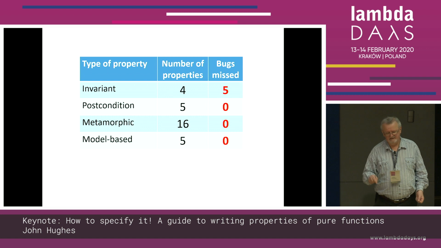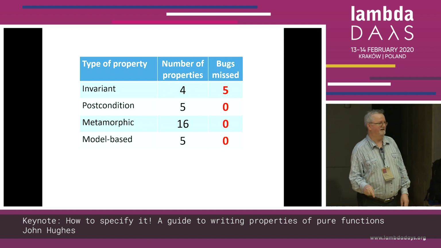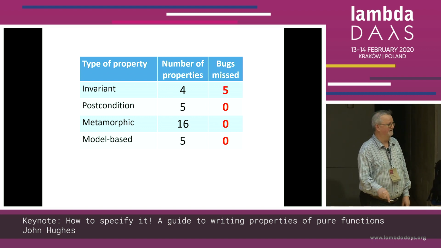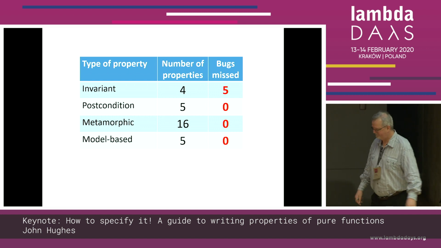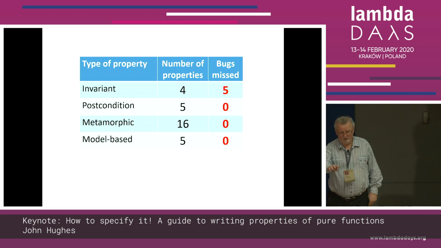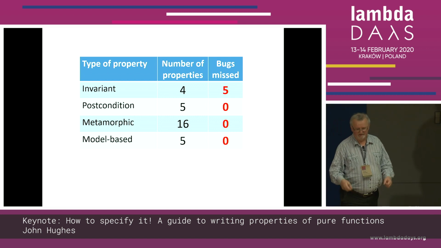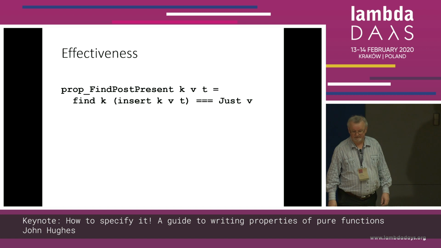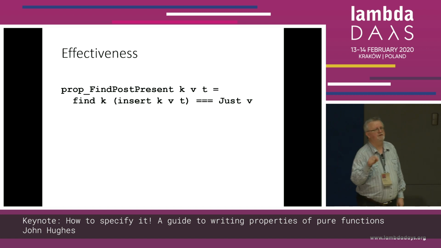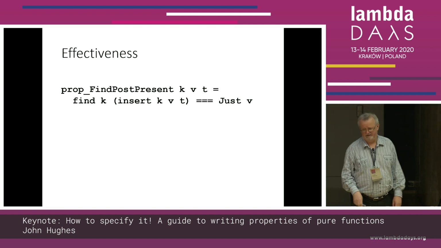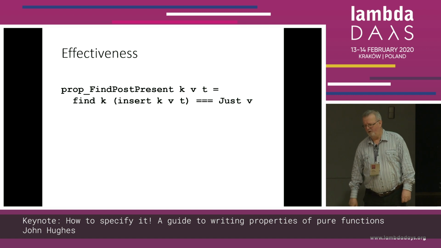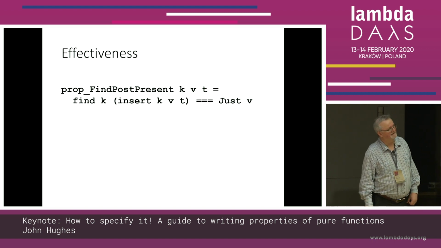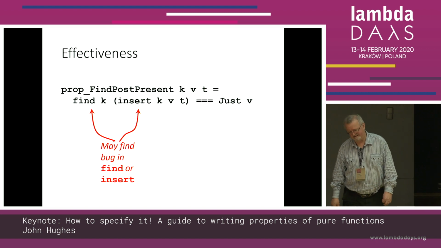Nevertheless, invariant properties are useful because if you have broken the invariant, you want to know that. You don't want to discover it because a more complex property fails. Otherwise, the other kinds of properties together could find all of the bugs that I planted. So that's good. But I want to look in a little more detail at how good each property was at finding bugs. And to do that, I'm going to measure what I call the effectiveness of a property. Let me just explain what I mean by that.